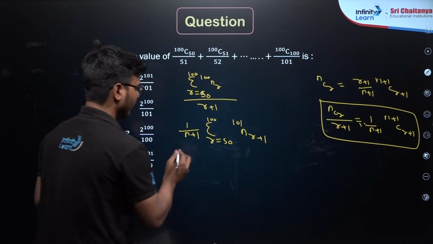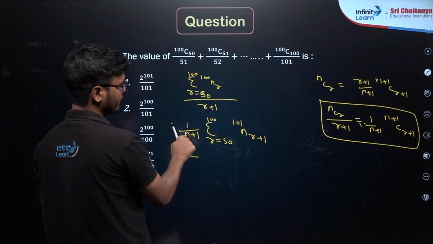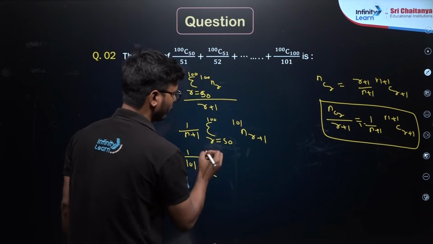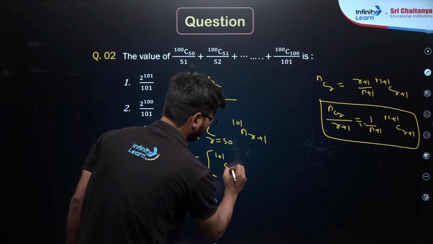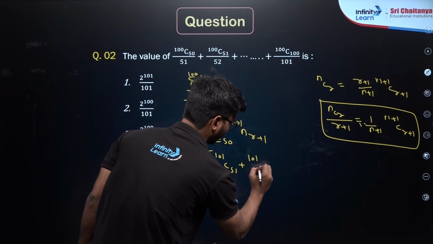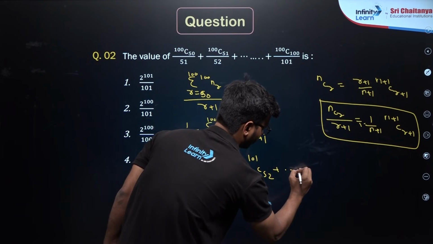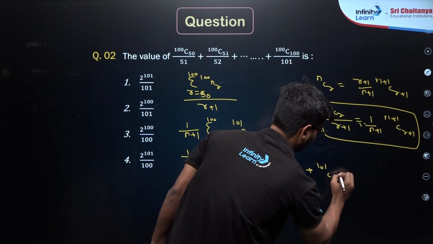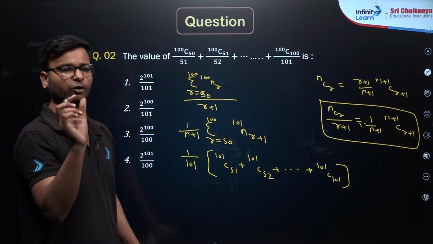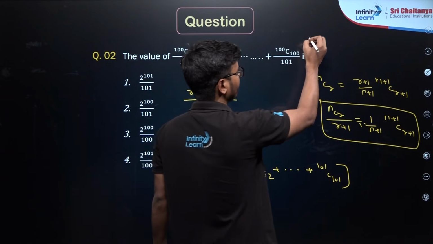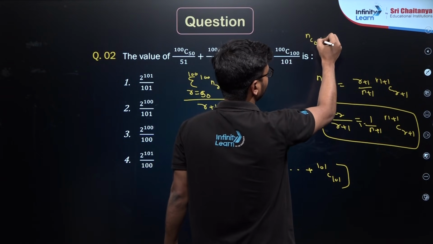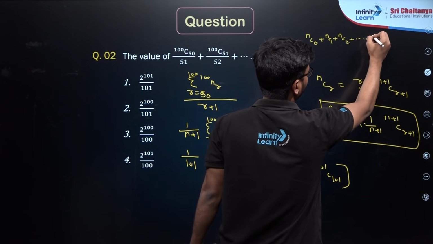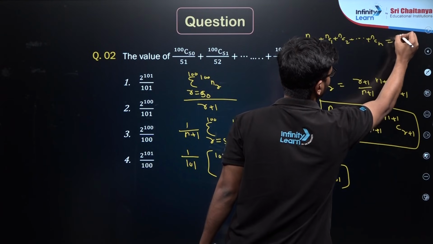Now if you observe, I can write this as 1 upon N plus 1, N is 100, 100 plus 1 is 101. Summation I am going to open. So I am going to get 101C51 plus 101C52. In this way it will go up to 101C101. Correct? Now if you observe, we know one property again. What is the property? That is nothing but NC0 plus NC1 plus NC2 up to NCN is nothing but 2 to the power n.